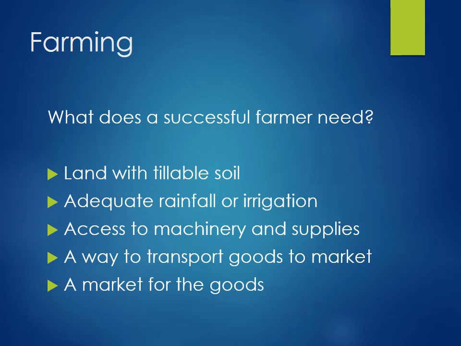You need plows that are very sharp and will be able to plow through the ground deep enough so that you can plant your seeds. You need a way to get your crops to market so that you can make money off of it. And then you need an actual market for the goods to sell. So there were a lot of things that a farmer needed in order to be successful.